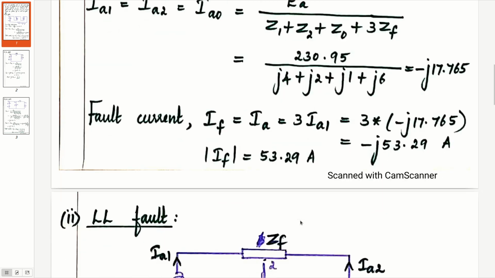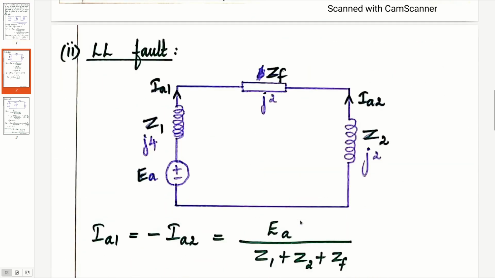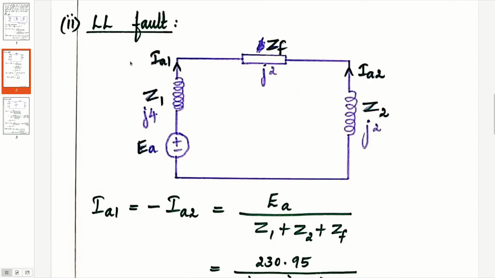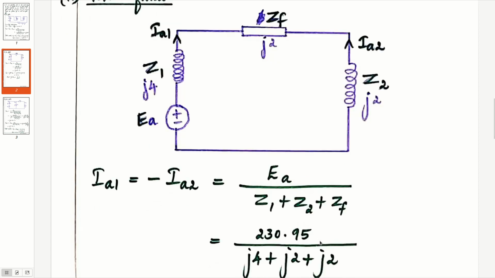Okay. So second part, we will go for the fault current calculation in the case of a double line fault, LL fault. Okay. So for an LL fault, we draw the combined sequence network. For LL fault, we have already derived that IA0 and VA0 are 0. So zero sequence network is not included in the combined network. So we have VA1 equal to VA2. So we draw positive sequence network and negative sequence network in parallel through the impedance ZF, which is j2. Okay. Then from the sequence network, we write the formula for IA1. IA1 is equal to minus IA2 is equal to EA divided by Z1 plus Z2 plus ZF.